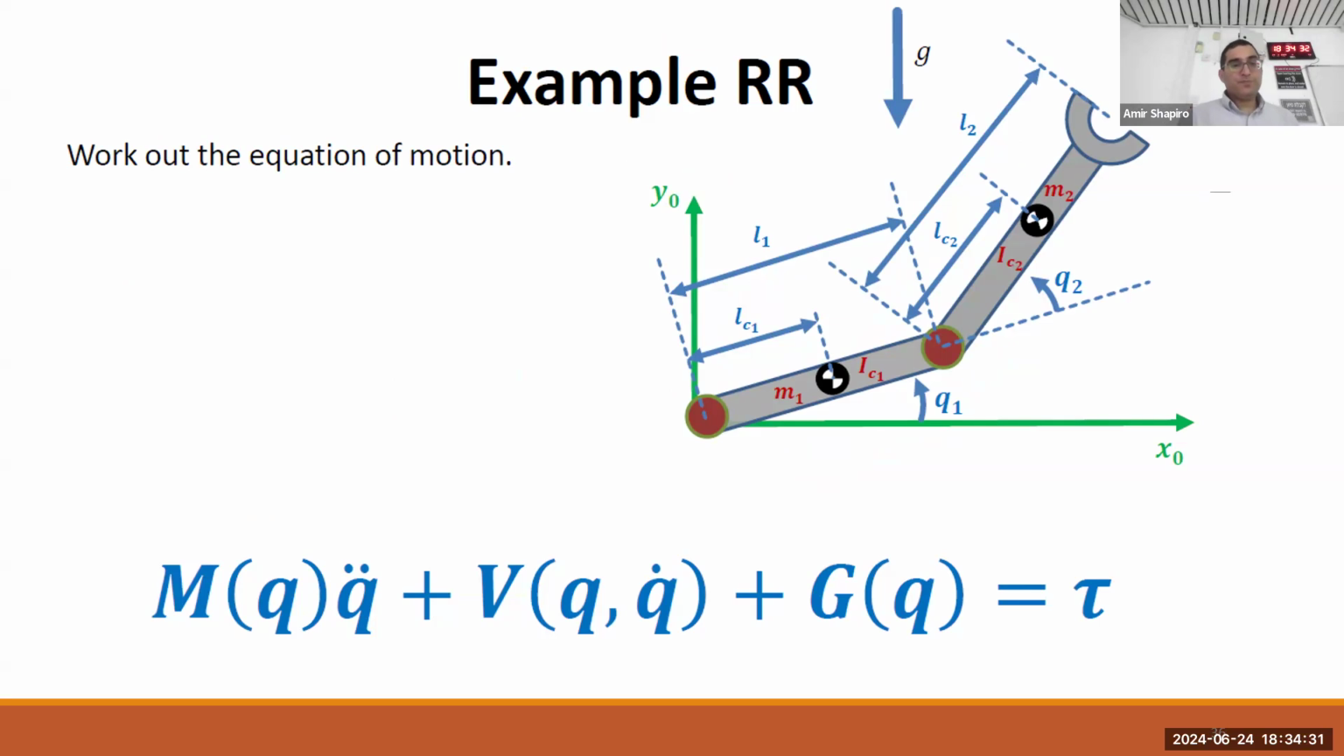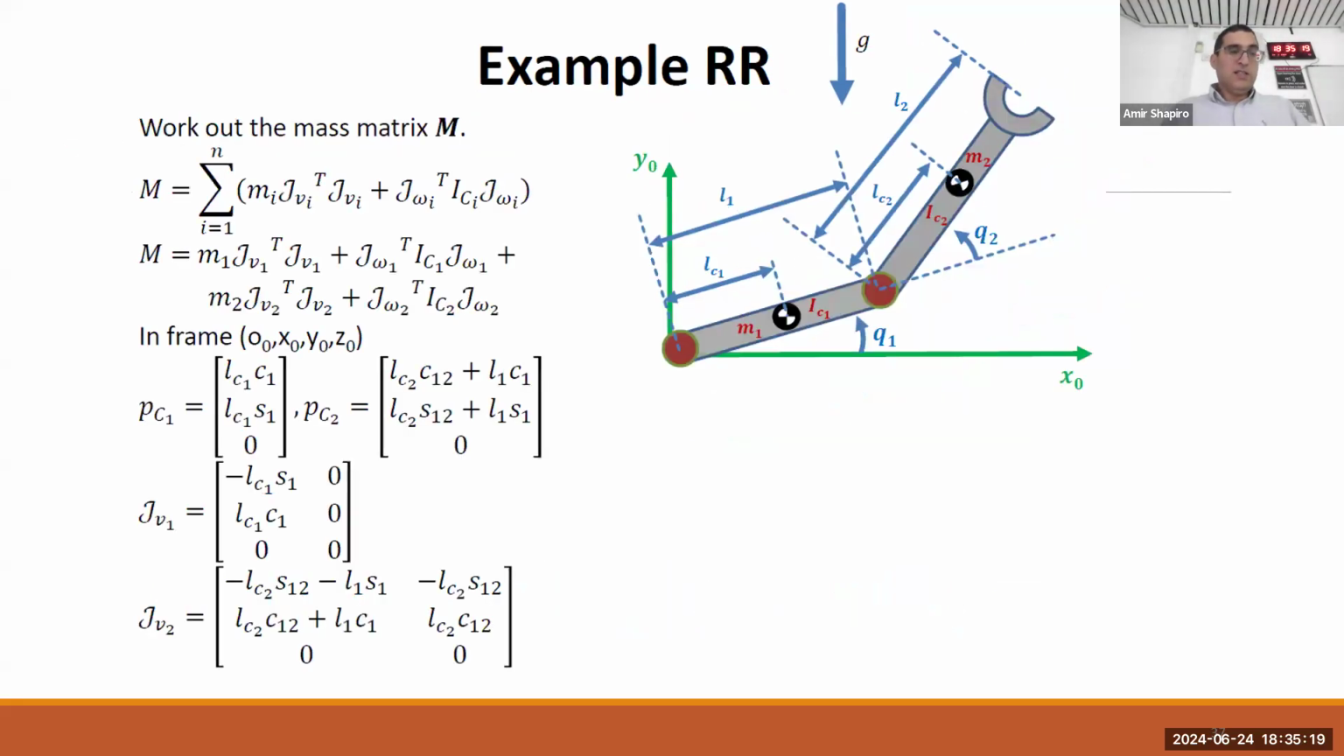Okay, now that we have the equation of motion, we did this. We can do it also for another robot with two links. As you can see here, with 2 degrees of freedom, Q1 and Q2, and the length to the center of mass of the first, and the length to the center of mass of the second, is this. And we want to find the M, V, and G matrices here. So again, M, we have the general formula for M.